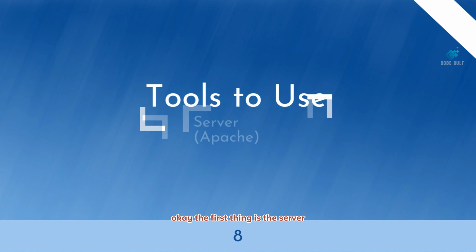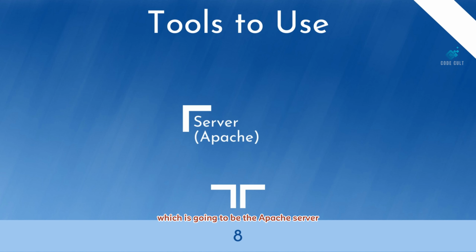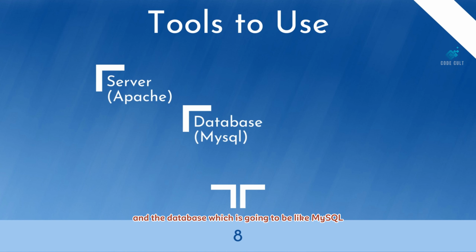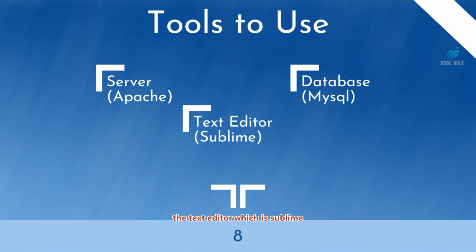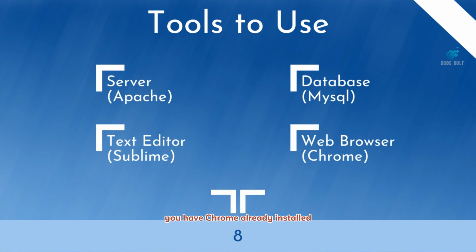The tools we're working with in this course are going to be 4 tools right here. The first thing is the server, which is going to be the Apache server, and the database, which is going to be MySQL, the text editor, which is Sublime, and the web browser. I'm guessing you have Chrome already installed. All of these, the server and the database, will be included in the XAMPP server program. XAMPP comes with the Apache server and the database, which is MySQL. And of course, we're going to be working with the Apache server in this course.